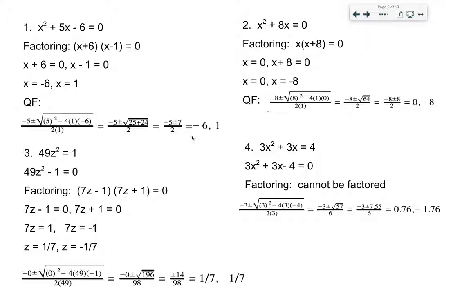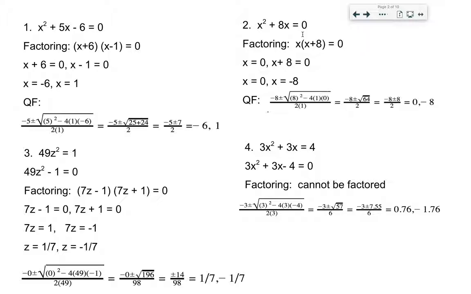I solved by factoring and by quadratic formula. In this one, I cannot factor number 4. That's not an option to solve it by factoring, so I had to use quadratic formula for that one. So quadratic formula will be useful almost all the time. Factoring is nice because it's a little faster.